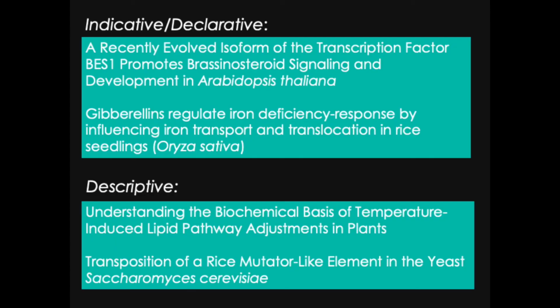Some examples of descriptive titles are: Understanding the biochemical basis of temperature-induced lipid pathway adjustments in plants. So that's not a complete sentence, which is fine. It doesn't need to be. It's describing what's in that paper. It's describing what they're doing in this paper. They're working on understanding the biochemical basis. Another example is: Transposition of a rice mutator-like element in the yeast Saccharomyces cerevisiae. Again, it's not a complete sentence, but it's telling what's going to be in that paper, what the study is about.